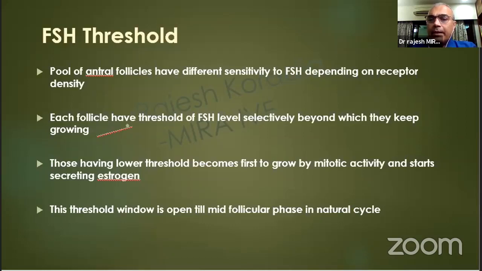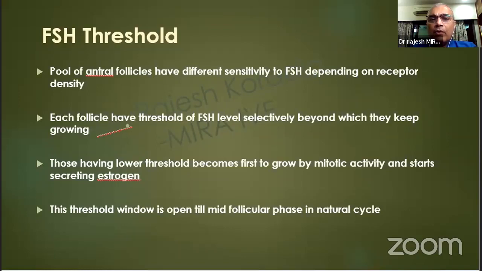All the follicles are not eager and cooperative to grow. The threshold window gets expanded with the hyperstimulation. So what is the FSH threshold? The pool of antral follicles have different sensitivity to FSH depending on their receptor density. The follicles which are of good quality have a good number of FSH receptors and they have a lower FSH threshold, which is quite obviously seen in the younger patients. Each follicle has a threshold of FSH level, beyond which it keeps growing as long as that threshold is maintained.